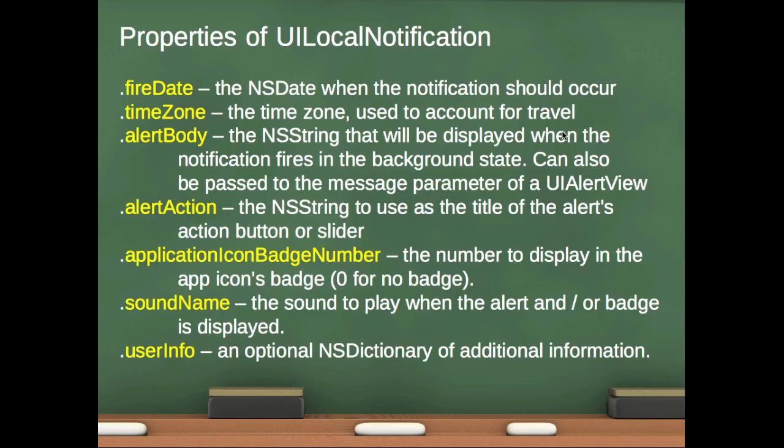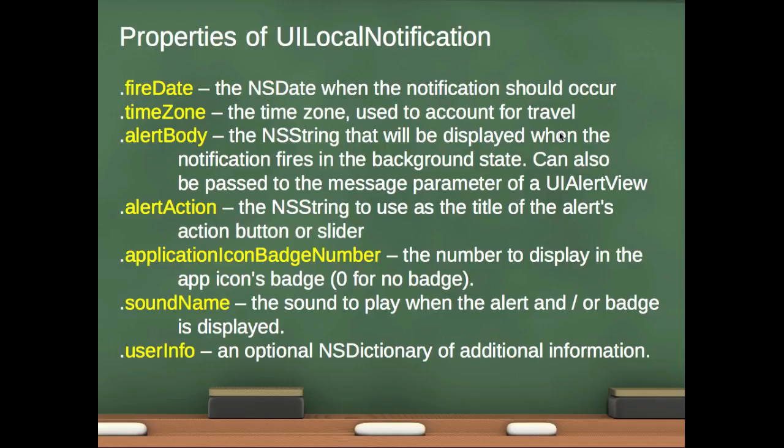Now, the properties, when we set up one of these things, are these. We have a fire date. This is just an NSDate that the notification will fire at. We have a time zone, and we can either use the default time zone, or we can use this time zone thing to look at where the user is located in the world and account for the differences in time zones while we are traveling. We have an alert body. This is the NSString that's going to be displayed when the notification fires in a background state, and can also be passed to the message parameter of a UIAlertView that we might bring up in the application did receive local notification delegate method of the app delegate.